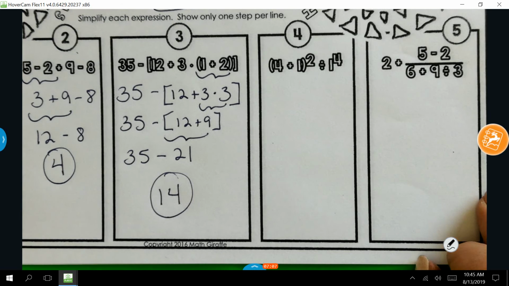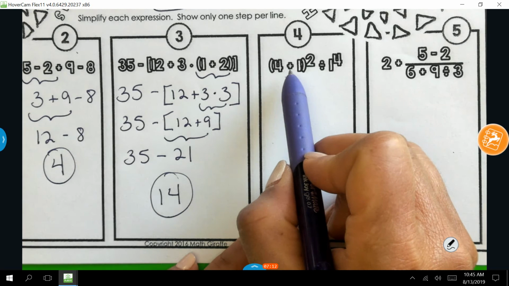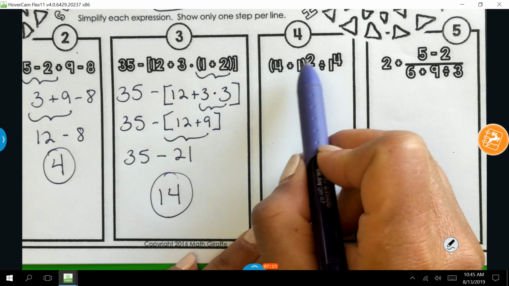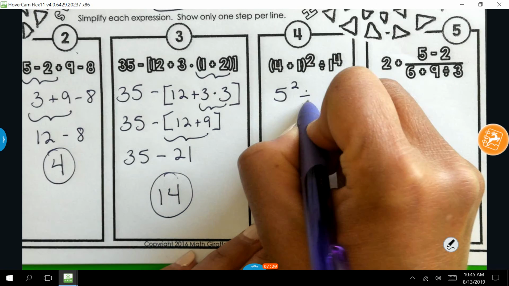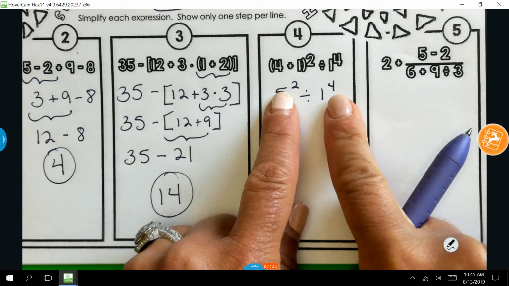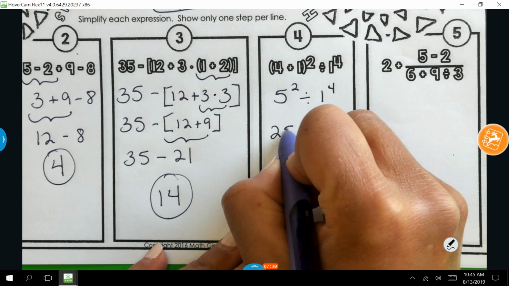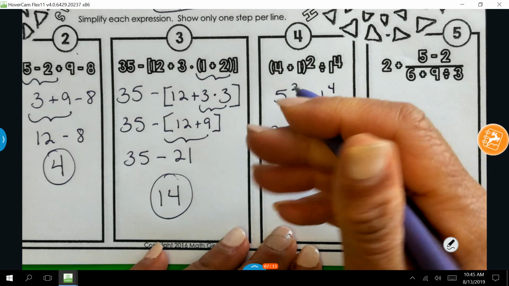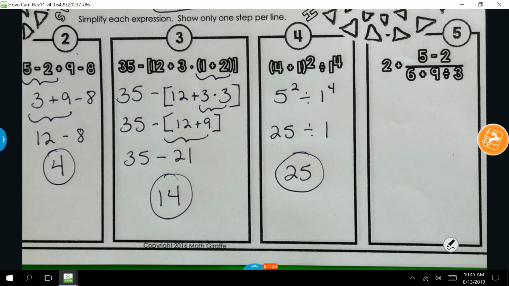Number 4. Do we have grouping symbols? Yes, you have to do the grouping symbols. You have to solve what's in the parentheses first before you can apply the second power. So we have 5 squared divided by 1 to the 4th power. You must get rid of the exponents before you divide at the end. So what is 5 squared? 25 divided by, now we know 1 to the 4th power is 1. So your answer is just 25. Are we good on that?